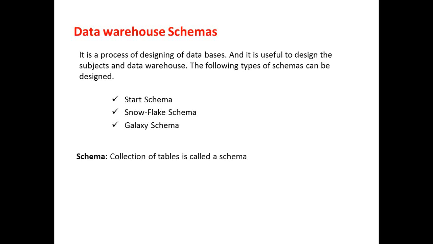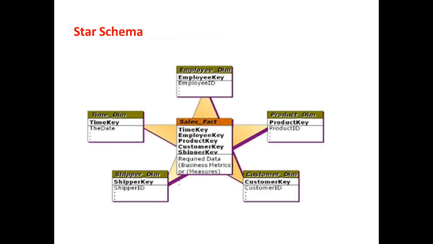So we have to identify the different tables we require in a particular data warehouse, and we have to establish the connections between each and every table. This is nothing but a schema. There are three types of schemas: one is the star schema, then the snowflake schema, and the galaxy schema. Coming to the star schema, a star schema will have a centrally located fact table surrounded by the dimension tables.